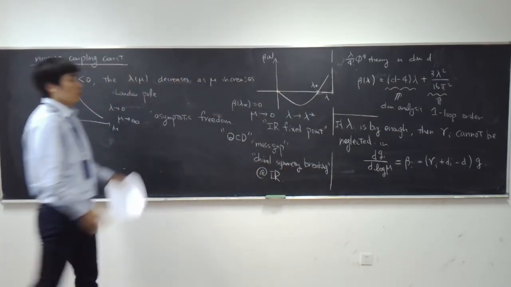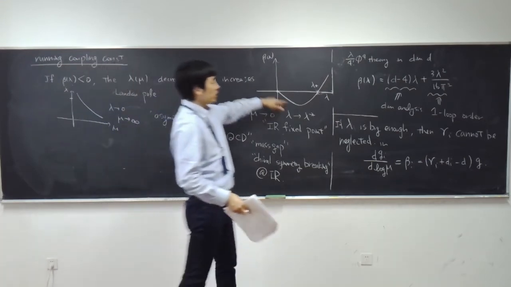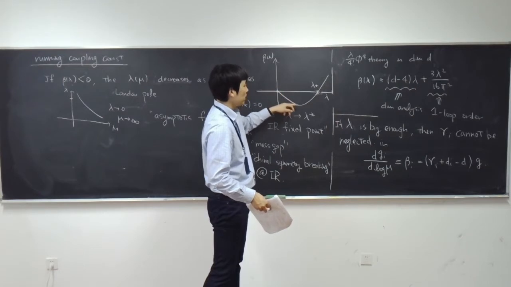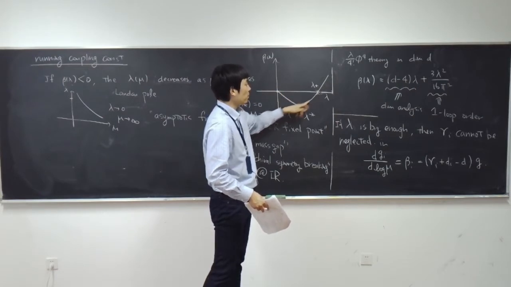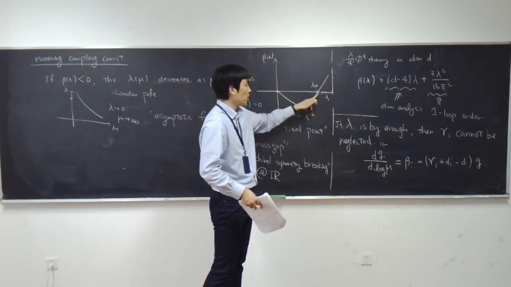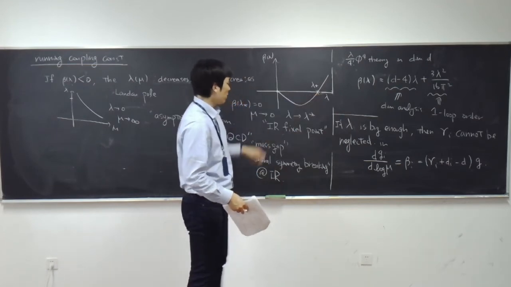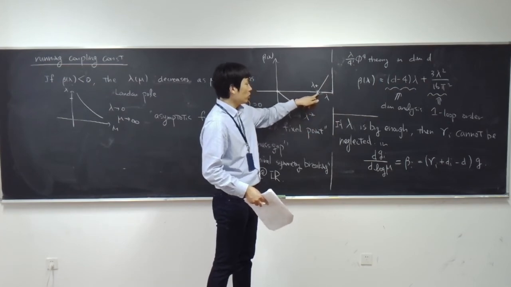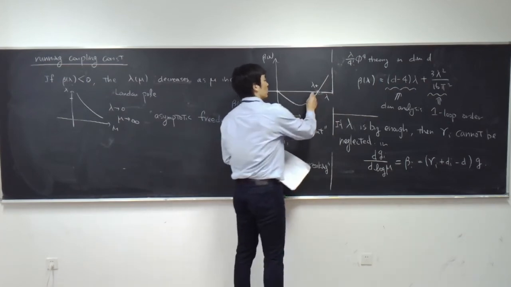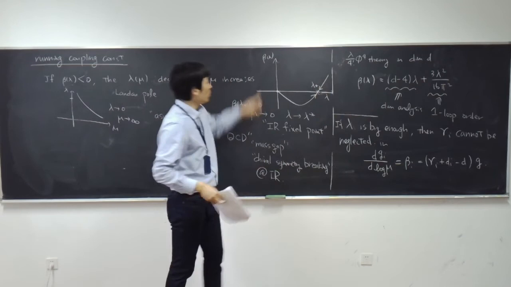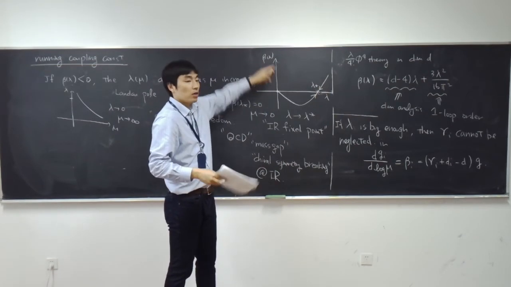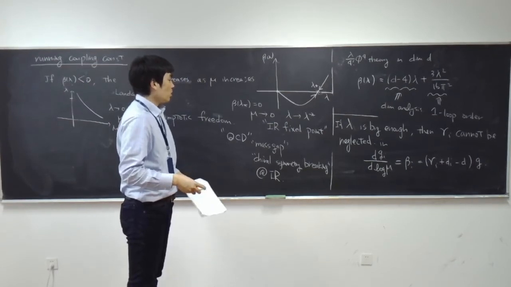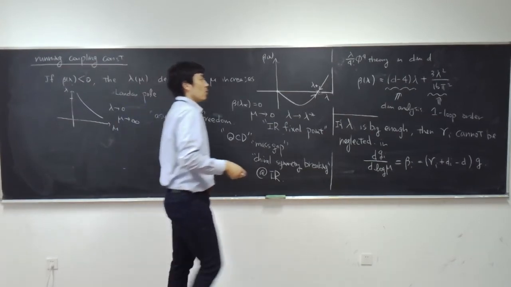So as you decrease the energy, the beta function increases, but the quantum effect will sometimes bend this curve and it goes to here. That's called the IR fixed point. As you decrease the energy, you reach this point. Once the beta function is 0, the coupling constant no longer runs. So that's called the IR fixed point.